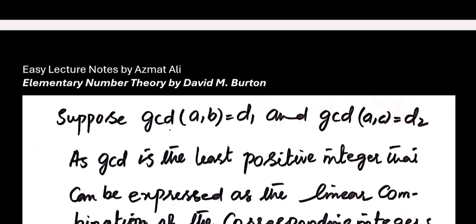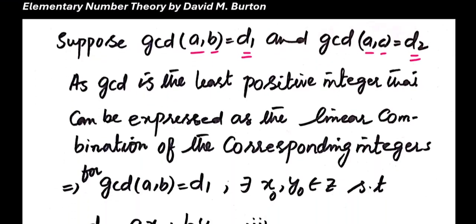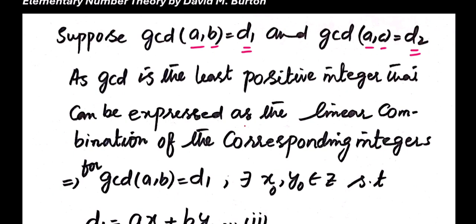We suppose that the GCD of A and B is equal to D1 and the GCD of A and C is equal to D2. It means we will show that A divides D1 times D2. This is our target. As GCD is the least positive integer that can be expressed as a linear combination of the corresponding integers, this is the Bezout's lemma that we discussed in our previous lecture.